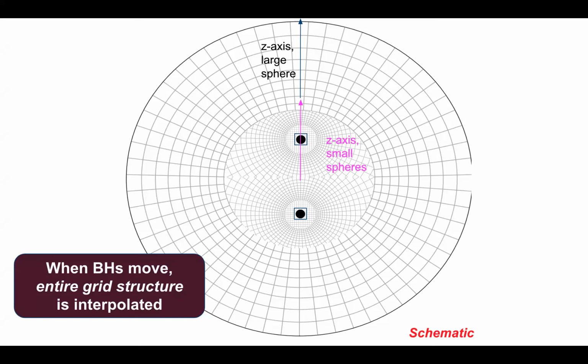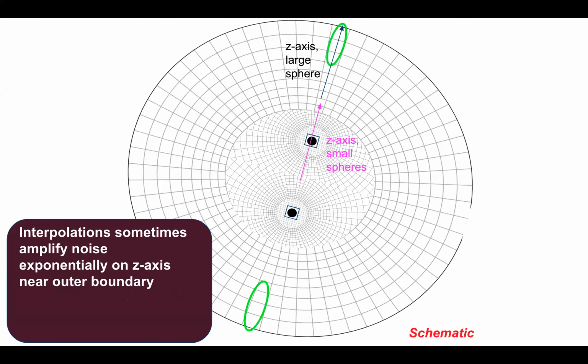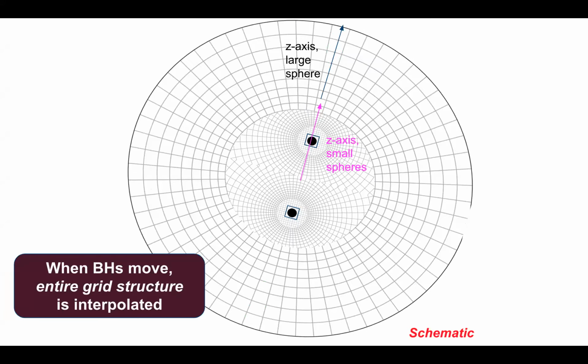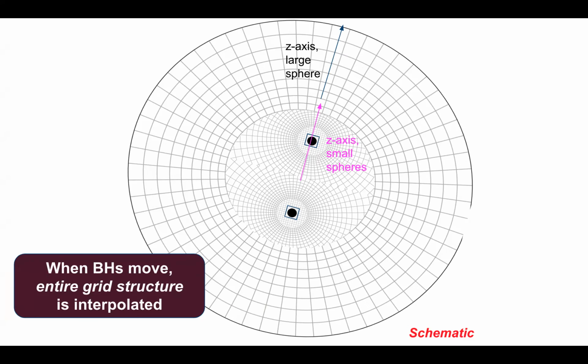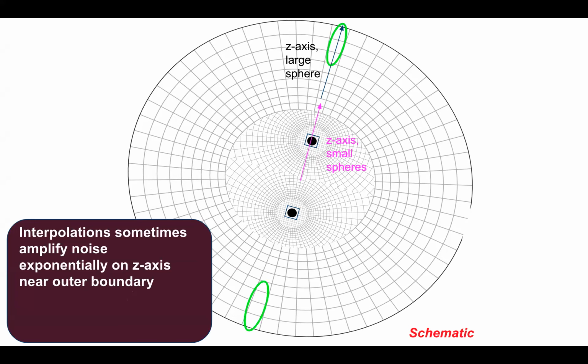And it's caused by, and so I'm going to have to ask you to flip through the next 3 slides back and forth. There we go. And go back. So what happens in Black Holes at Home, just keep doing it while I talk, is when the grids move, the black holes move, the entire grid structure is interpolated to the new position of the grids. So you see the entire grid structure rotates. And that includes points near the outer boundary. Let's go to the next slide. There you go with the green circles, perfect. And what I found is sometimes these interpolations amplify numerical noise exponentially along that z-axis near the outer boundary.